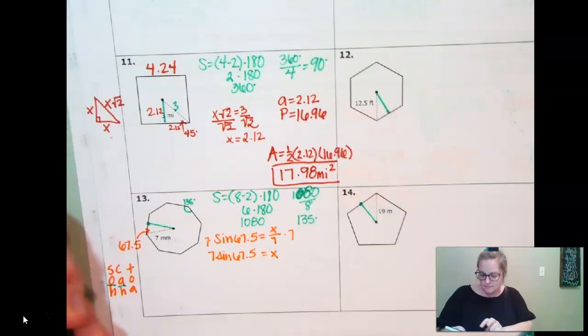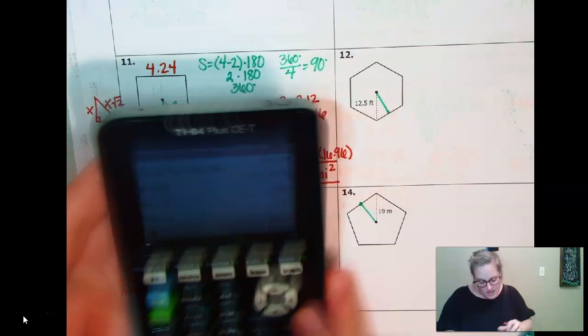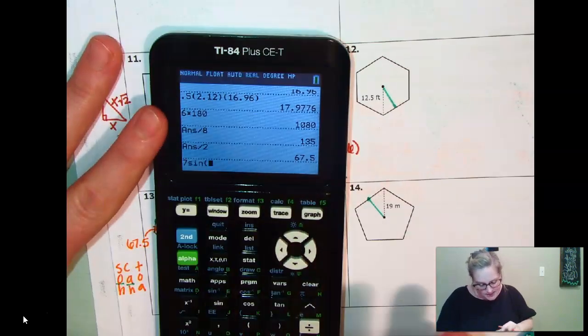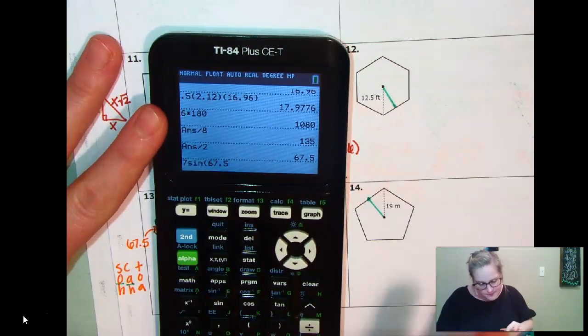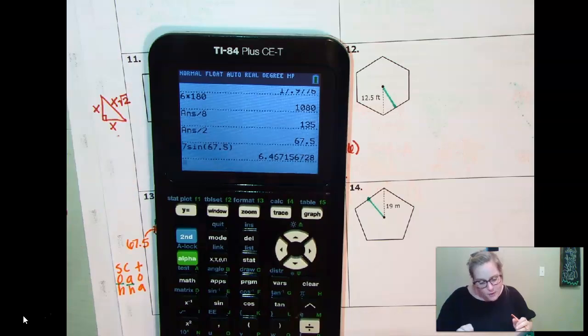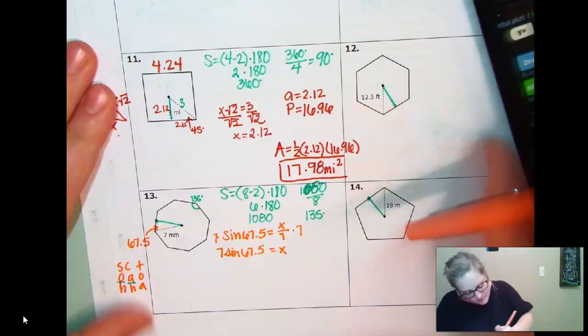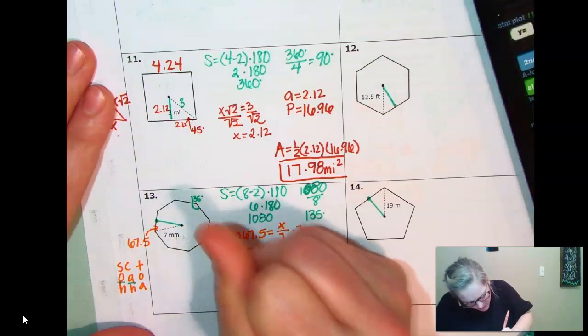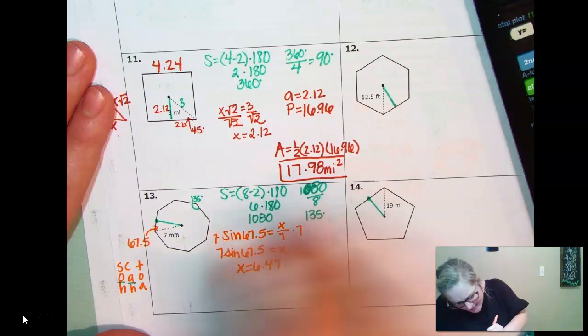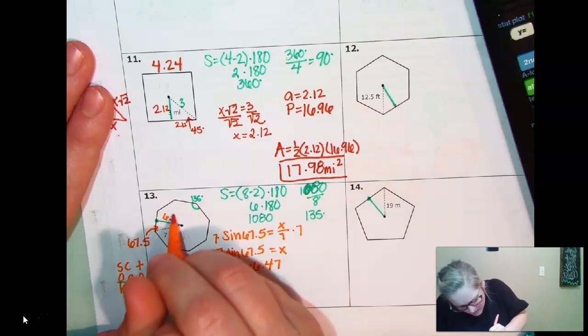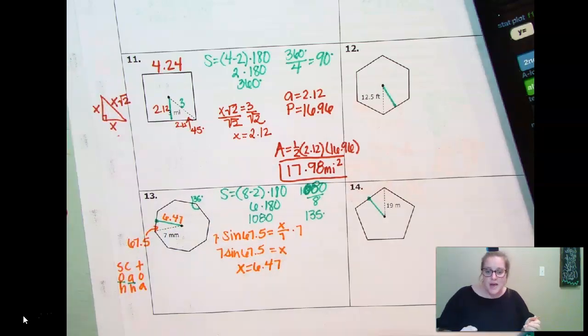All right, 7 times the sine of 67.5 is 6.467, so that's going to be 6.47. X equals 6.47. That is my apothem. That's the A.